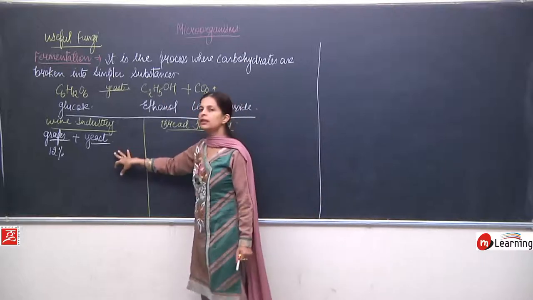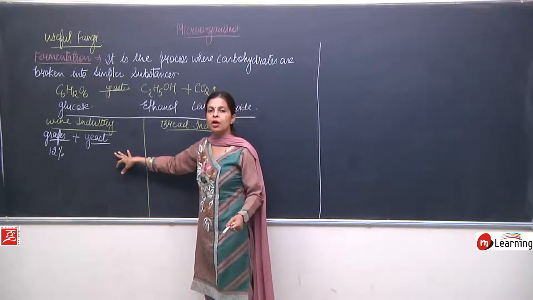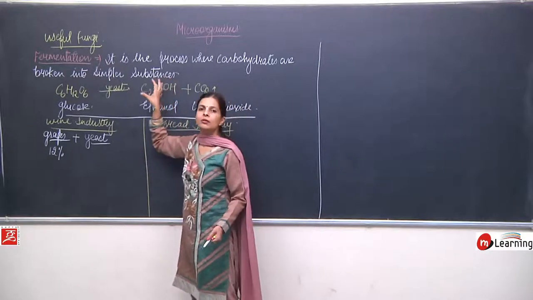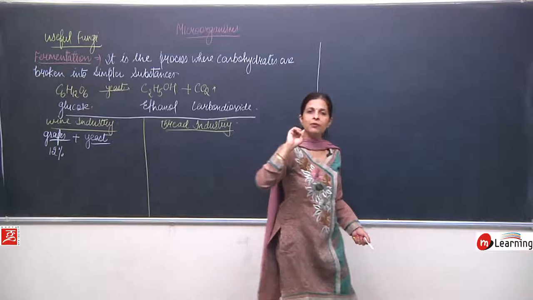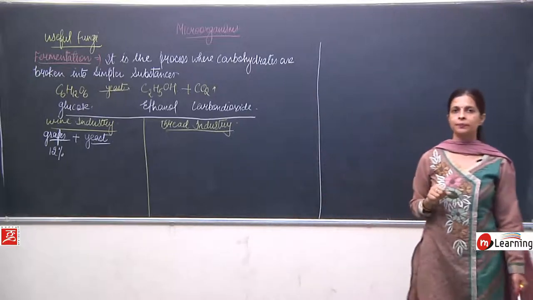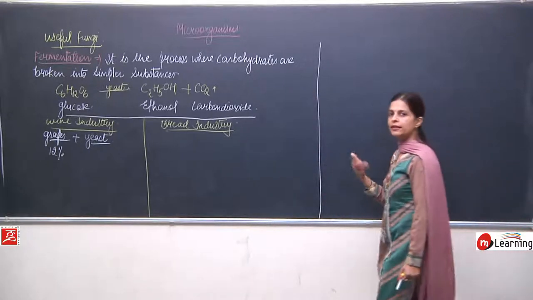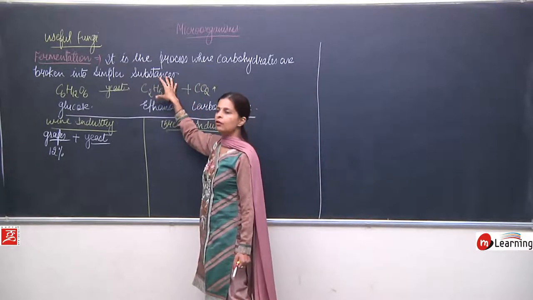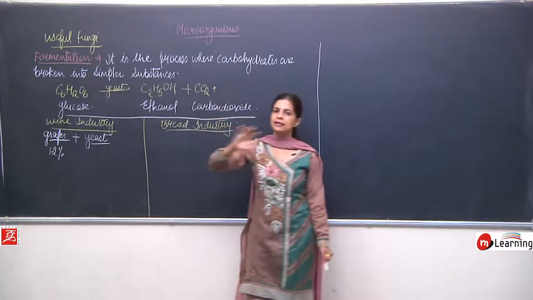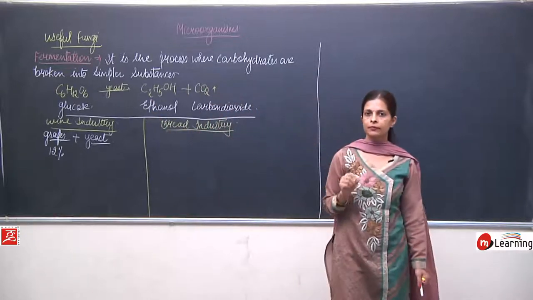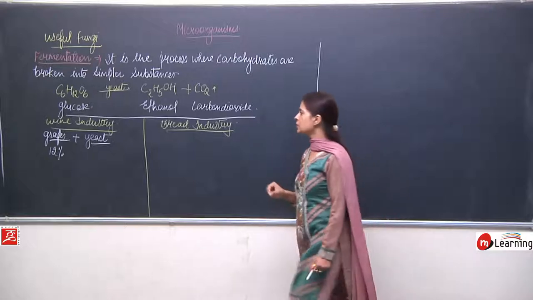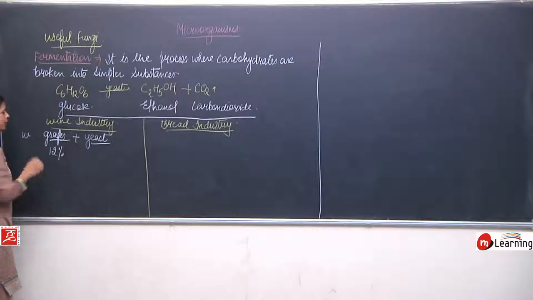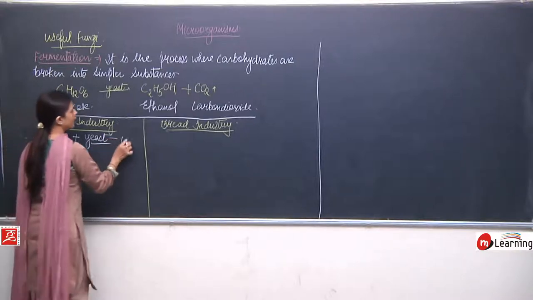That is the reason when the concentration increases to 12%, it becomes impossible for yeast to survive in such conditions. So the number of yeast gets reduced automatically, and at the last only ethanol is formed. Obviously carbon dioxide is formed, but all the yeast gets killed. In this way the production of wine takes place. I'll write this side: wine.